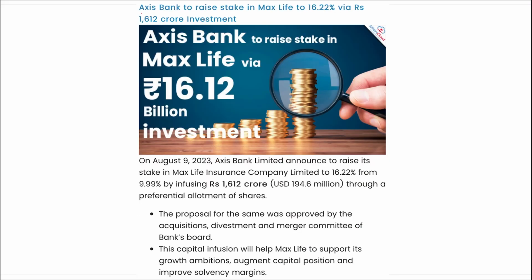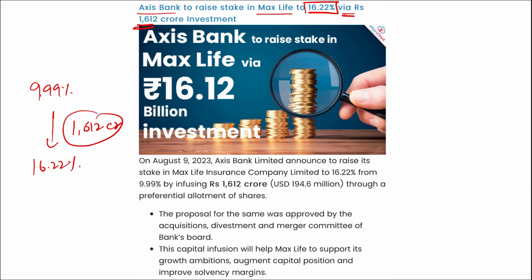Next is your Axis Bank. They have raised their stake in Max Life to 16.22% via a 1,612 crore rupees investment. I repeat, Axis Bank has increased their stake in Max Life Insurance. That was earlier 9.99% and it has been increased to 16.22%, for which they spent 1,612 crore rupees.